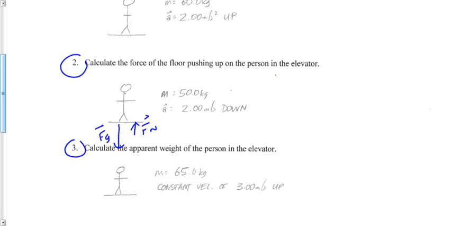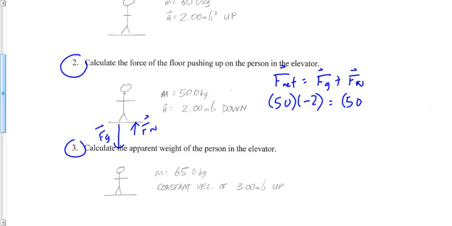All right, let's set this up the same way as we set up the rest of them. F net is equal to the sum of the forces. That's Fg plus Fn. And we're going to say m times a is the sum of the forces. 50 times negative 2 is equal to 50 times 9.81, but we got to make this negative. I don't care whether you put the negative in front of the 50 or in front of the 9.81. Doesn't matter, but you need a negative in that term. Add that to the normal force here.